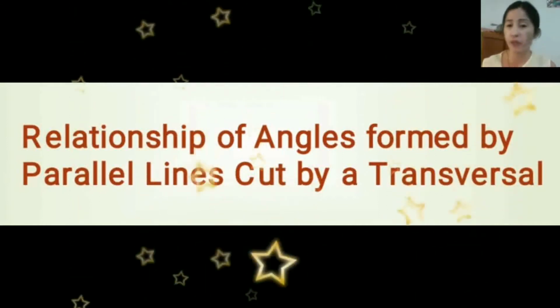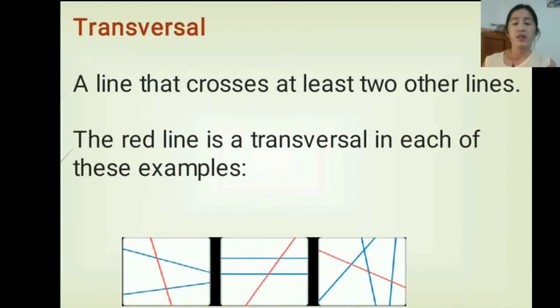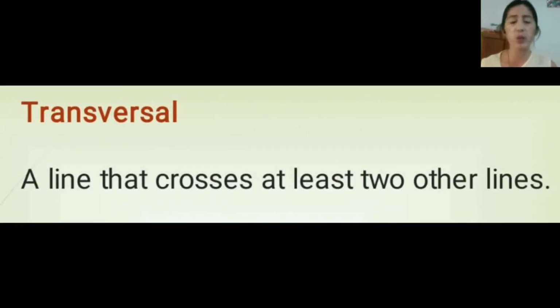Relationship of angles formed by parallel lines cut by a transversal. First thing is, we need to define what is a transversal. I'm sure everybody understands what are parallel lines, but how about transversal? Maybe to some, this is no longer new. They might have come across the word transversal when they were in the elementary level, right? So transversal is a line that crosses at least two other lines.